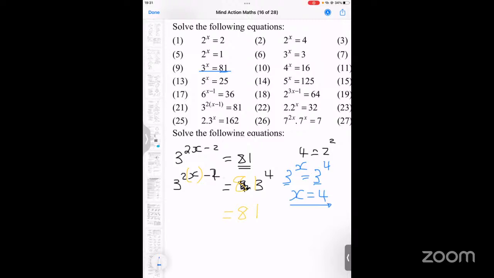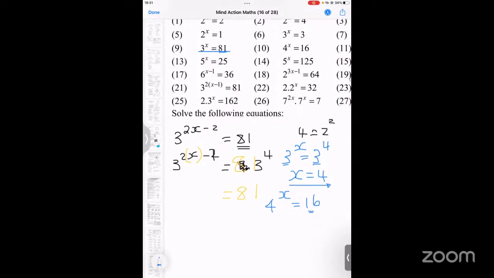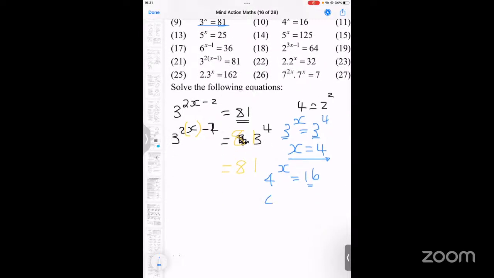Okay. Yes, sir. So very quickly, let's do number 10, which is 4 to the x equals 16. Then you need to check what this is in the form of base and exponent. So it's 4 to the power of 2. So that means this thing is 4 to the power of 2. Can you see the bases are the same? Yes, sir. Then they fall away, you equate the exponents. Then it's done. Can you see? Yes, sir. Okay.